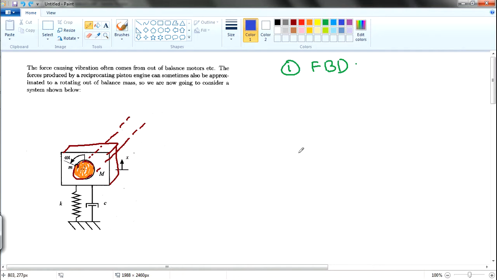So let's start. If you remember, the FBD describes all forces acting on the mass. I call this mass M, capital M. Then we have another mass, which we call small m, which is this shaft over here. We're actually doing this in 2D. And then we also have K, the spring constant, and a damper. We have Kx over here, and we have Cx dot over here, if you remember.